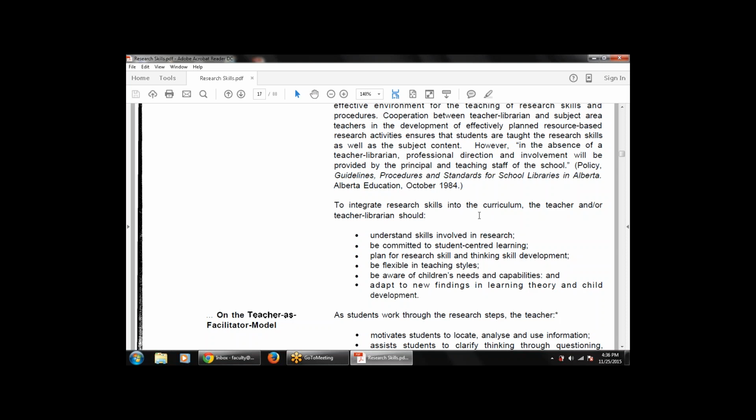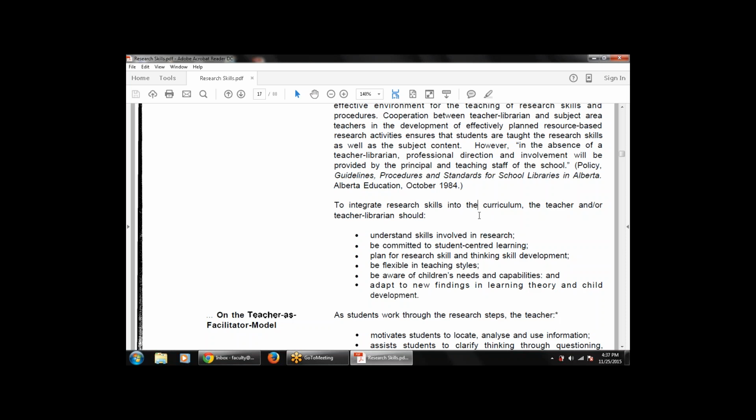Be committed to student-centered learning, and plan for the research skills and thinking skill development. So this is also one of the parts to integrate: there should be a plan for the research skills and thinking skill development, and the teacher must be flexible in the teaching styles. There are multiple teaching styles that are used, so the teacher must be flexible in the teaching styles and be aware of children's needs and capabilities.